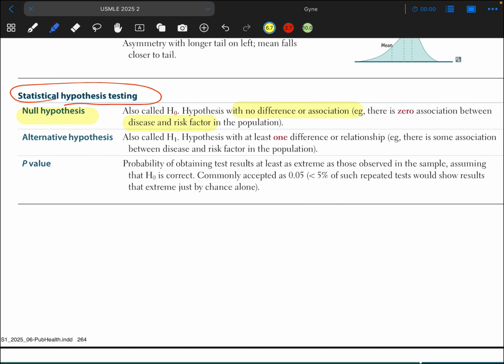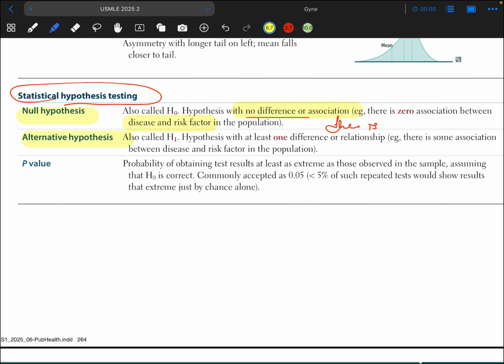An example of this might be looking at lung cancer and smoking, and a null hypothesis would state that there is no association between lung cancer and smoking. Now, what do we know about lung cancer and smoking? Great, that there is an association. So, what would that mean? There you go, that we would be rejecting the null hypothesis here.